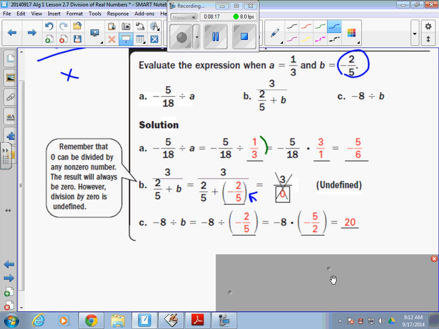Negative 8 divided by B is equal to negative 8 divided by B's value, again, negative 2 over 5. Remember, division, all it means is multiplying by the reciprocal. Negative 2 over 5 becomes negative 5 over 2. Negative 8 over 1, when you multiply straight across, negative 8 times negative 5 is positive 40. 1 times 2 is 2. 40 divided by 2 is, in fact, 20.